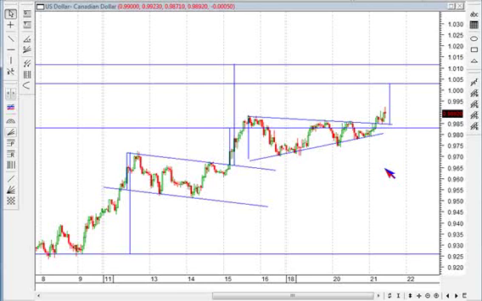Boyke asked, why does the price always test? It doesn't always test. You can see when this flag broke out down here on the CAD, we had no retest. Here on this pennant or ascending triangle, we did have a retest. So it doesn't always retest, but sometimes it does. That's why it's important to set your stop below the breakout level.